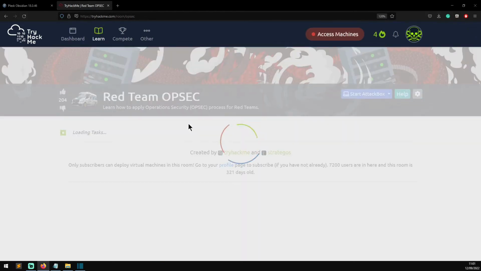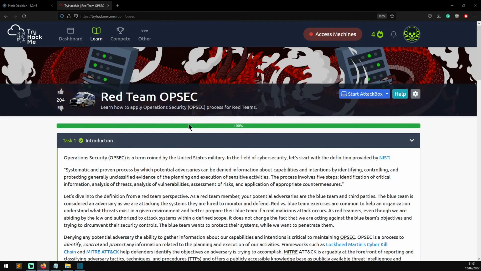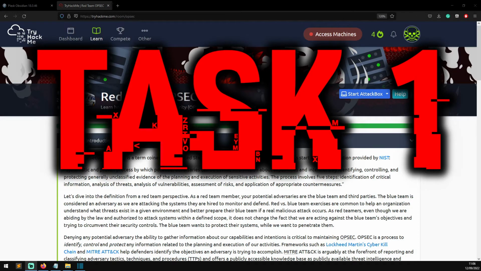Now, there's not that many technical interactions in this lab. It is mainly all reading. There are some questions towards the end, but I promise you the more technical stuff is coming where we start attacking Active Directory. Task 1, Introduction.